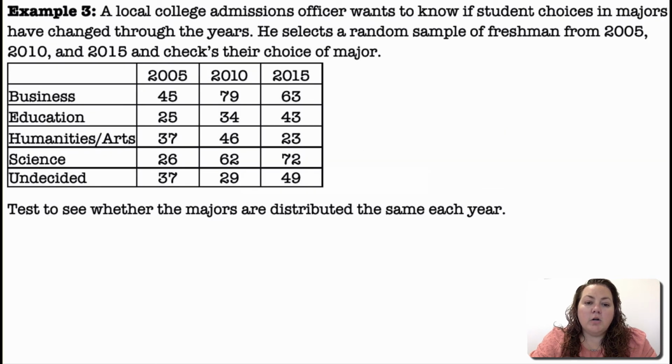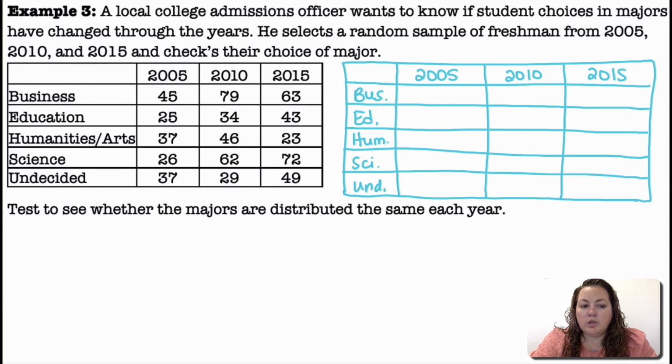All right, a local college admissions officer wants to know if students' choices in majors have changed through the years. He selects a random sample of freshmen from 2005, 2010, and 2015, and checks their choice of major. Test to see whether the majors are distributed the same each year. So that keyword, distributed, and it's a two-way table. We're going to do a chi-squared test of homogeneity.